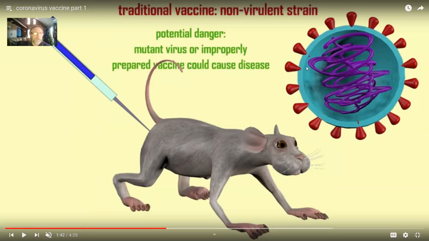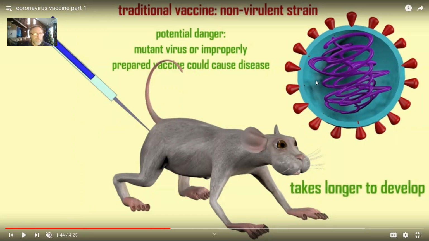Sometimes you would heat the pathogen to make it non-virulent. But if the vaccine wasn't prepared carefully, if there wasn't quality control, then once again you could have a bad batch of vaccine, which would either cause the disease or not protect against the disease.